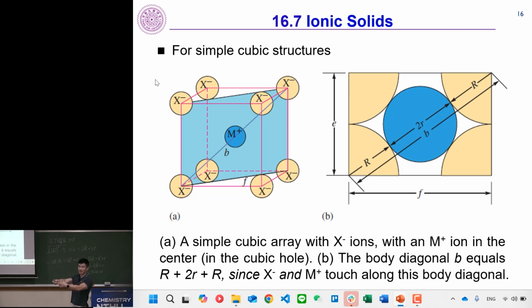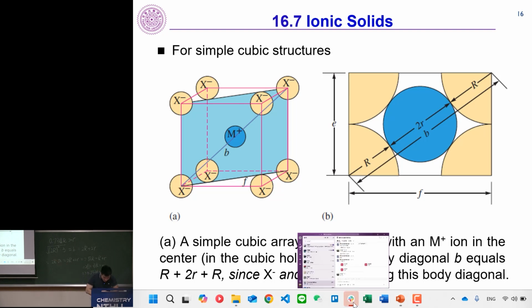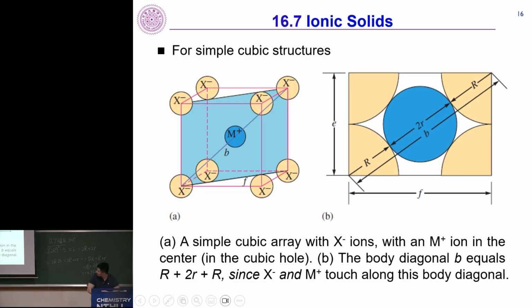Right now, it becomes a rectangle instead of a square. So it's almost identical to the octahedral hole, but right now it's in a rectangular environment instead of a square environment. Hence, when you slice it along the body diagonal, one of the edges is shorter and the other edge is longer, such that the body diagonal is big R plus small r plus small r plus big R.